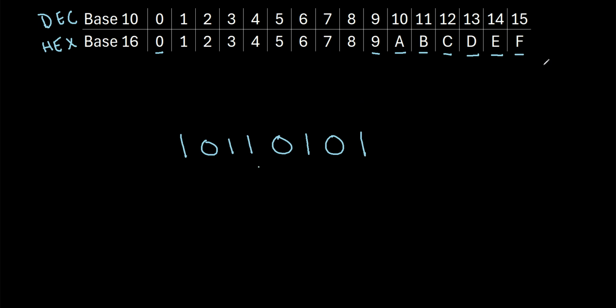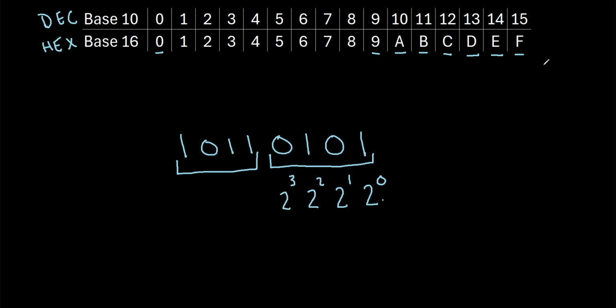Well, the first step is we have to, starting from the right, find groups of 4. So we'll say, here's a group of 4, and here's a group of 4. And the reason that we do that is because this first value right here is going to correspond to 2 to the 0 power in a binary system. The second value will be 2 to the first. This third value will be 2 to the second. And this fourth value will be 2 to the third.